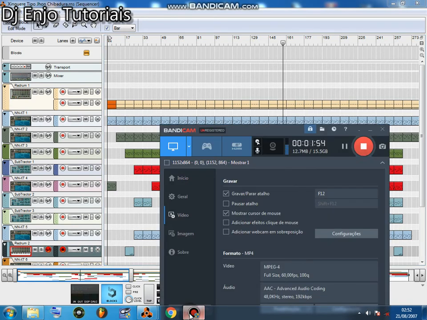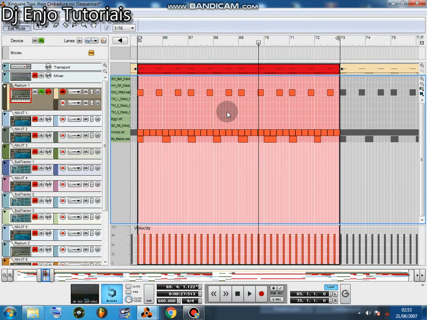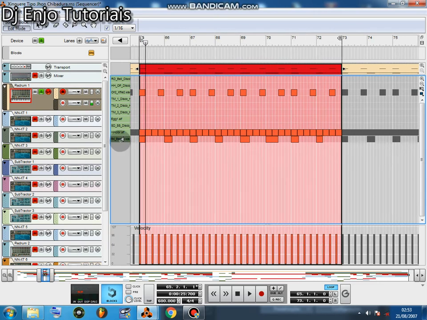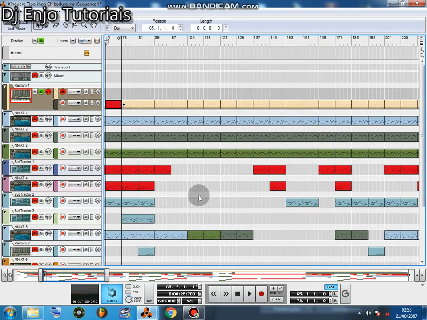So let us start with the drums. Okay, here are the drums. Let us hear how the drums sound. We do have a kick, we do have a hi-hat and another hi-hat here. It's very simple for you to make also.